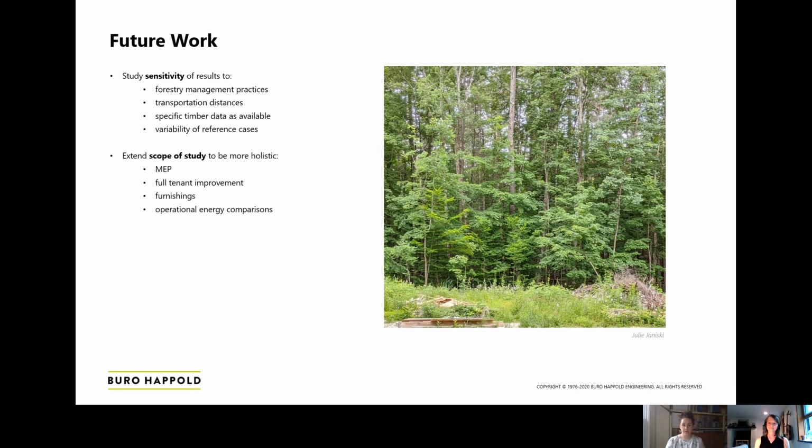We also wanted to acknowledge that there are many ways to continue our work with further development of either detail or expanded scope. Some examples of that might include additional detail around specific timber once it's available and the variability of the reference cases with additional optimizations or sensitivities for steel and concrete, and the scope of the study potentially expanding into systems as well as other comparisons around items like operational carbon.